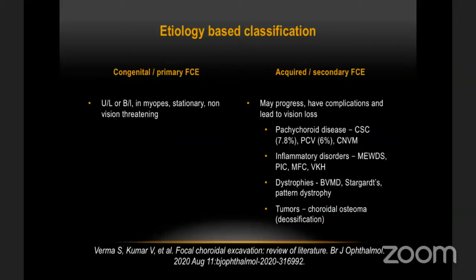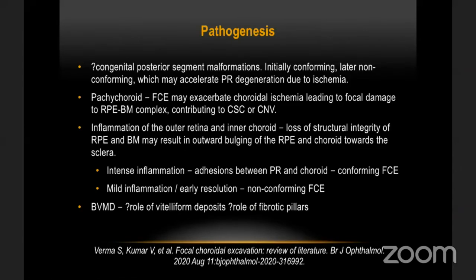So the current classification which has been proposed is etiology-based into congenital or primary, which are the unilateral stationary lesions, or the acquired secondary, which are associated with some other ocular disease, like we have seen pachychoroid disorders, choroidal neovascularization, inflammation, dystrophies, and sometimes choroidal osteomas in the process of deossification. Now, the pathogenesis, several hypotheses have been put forward.